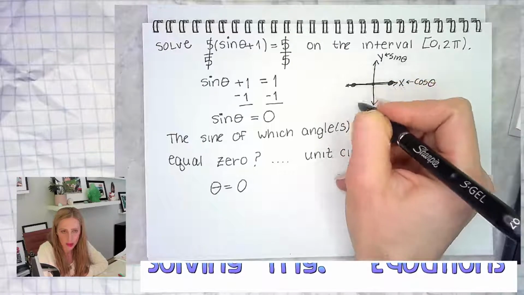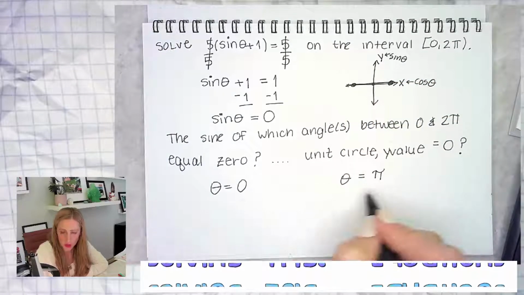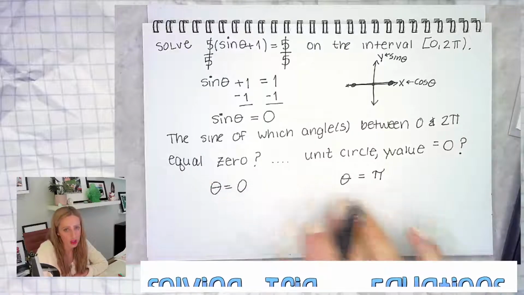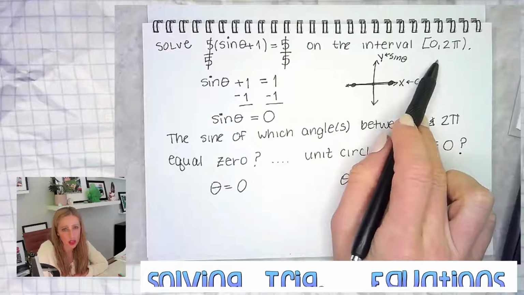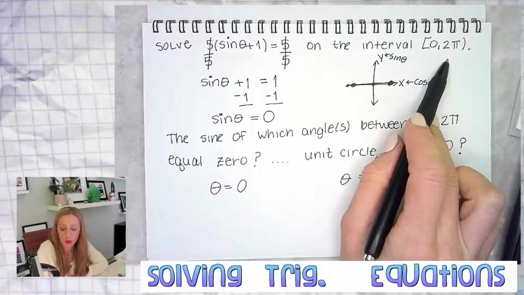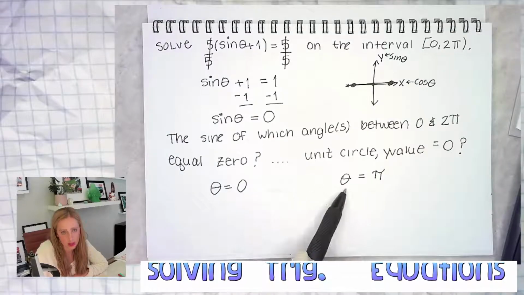So the y value equals 0 right here and right here. Going round and round we go. So those are the two answers. And that would just be the end of it if we were solving on the interval from 0 to 2π. Those are the only two answers.